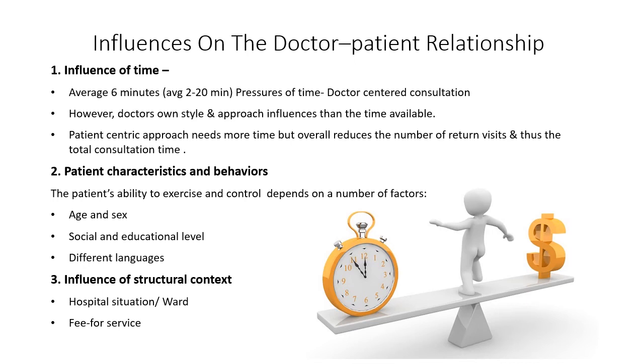Next factors are the patient's characteristics and behaviors. The patient's ability to exercise control depends on a number of factors like age and sex, social and educational level, and different languages that they speak. It is important that the doctor considers these factors. Not all age patients are able to express their concerns easily. Educated patients have more knowledge and more awareness regarding their illness.